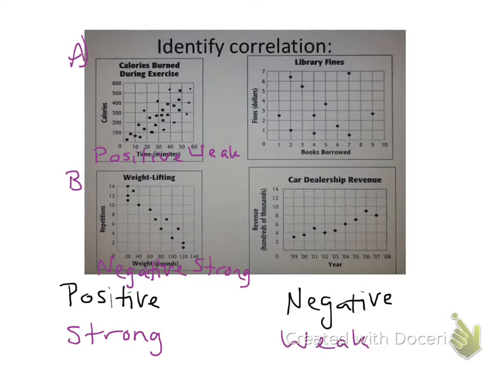How about the library fines problem? What kind of correlation do you see there? That would be no correlation. All right, what about the dealership revenue? That would be a positive correlation. And is it weak or strong? Definitely strong. All right, so you guys remember that from last year.